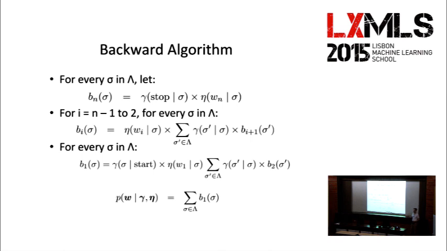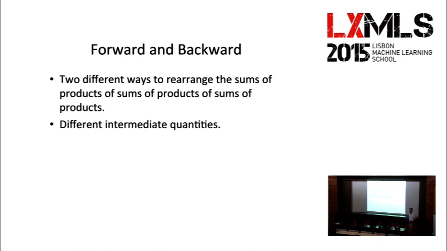You can work left. You can work right. So there are two ways. One way to think about it is that these are two different ways of just rearranging that sum of products of sums of products of sums of products. You're just organizing the quantities differently, whether you go left to right or right to left. And they give you different intermediate quantities, both of which have similar interpretations. It's just that one is prefixes and one is suffixes.